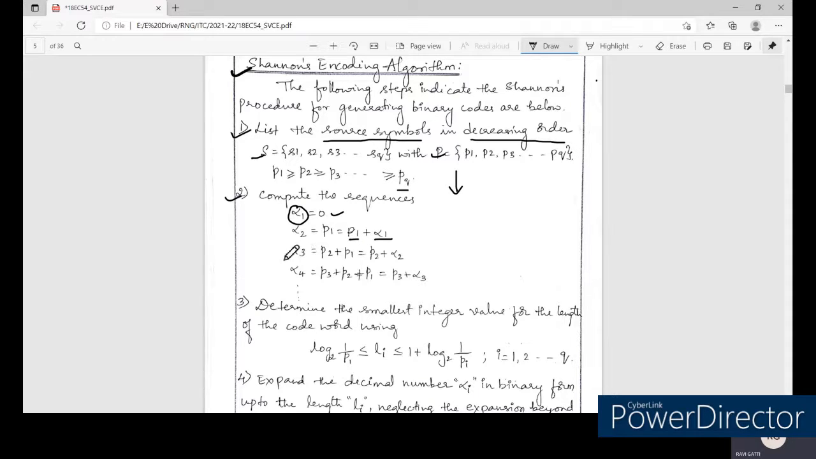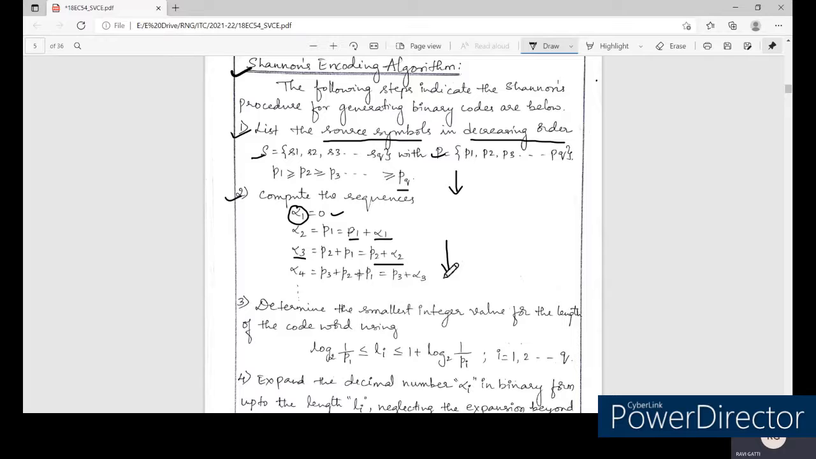The next value, alpha 3, will be P2 plus alpha 2. Here P2 is the newly considered probability from the source alphabet, and alpha 2 is the previous value we obtained. Like this, you need to compute all the alpha values for all q symbols.